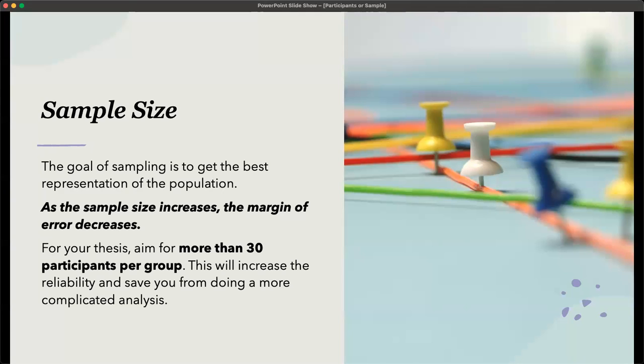Now, when we look at the sample size, once you've selected your sample, and if possible, a randomized sample is the best, the sample size matters. The goal of sampling is to get the best representation of the population, and as the sample size increases, the margin of error decreases. The magic number in linguistics is 30 or higher. If you have more than 30 participants per group, that's going to increase the reliability and save you from doing a more complicated analysis.